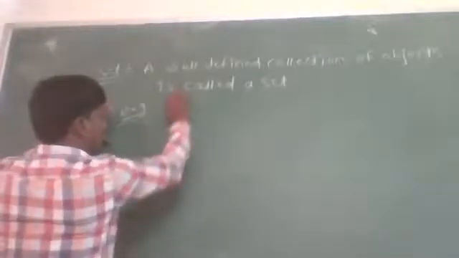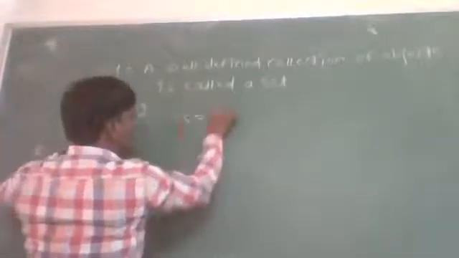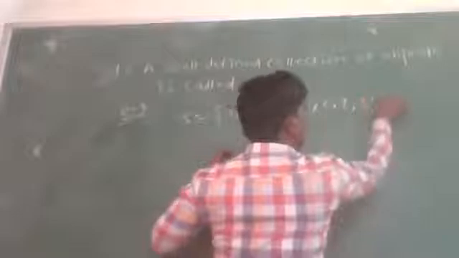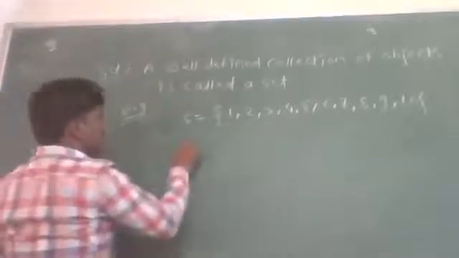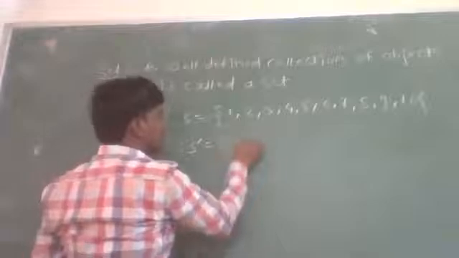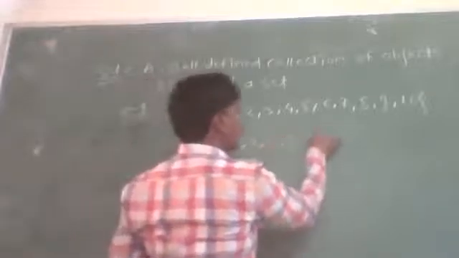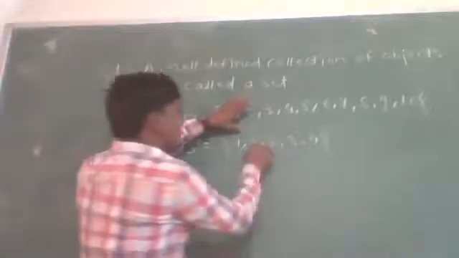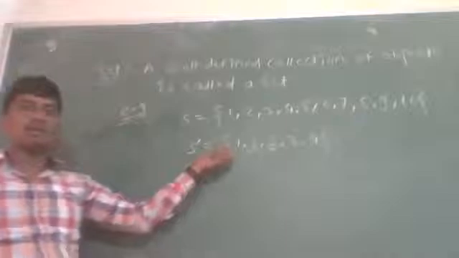that is set S is nothing but 1, 2, 3, 4, 5, 6, 7, 8, 9, and 10. This one is a set. For example, S dash is nothing but 1, 2, 2, 3, 4. This one is not a set because here two elements are repeated. So this one is not a set.